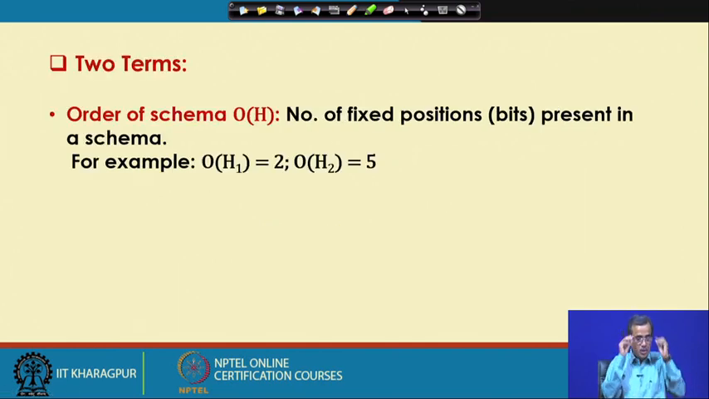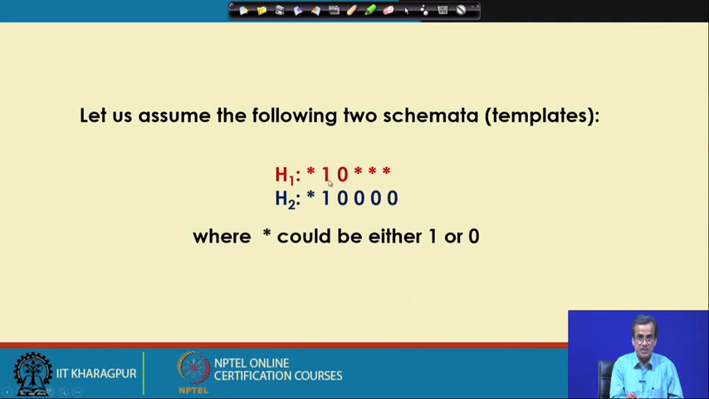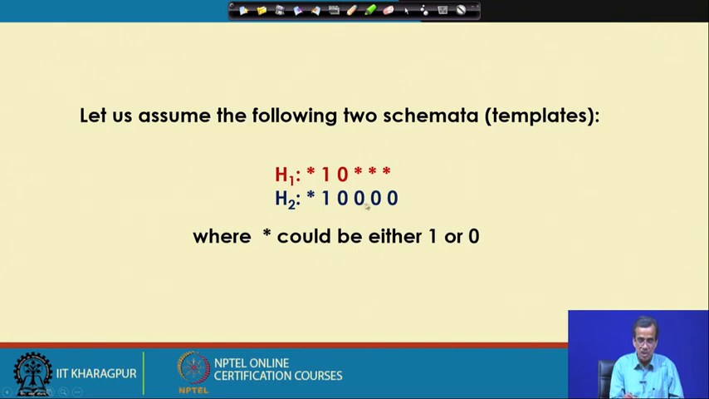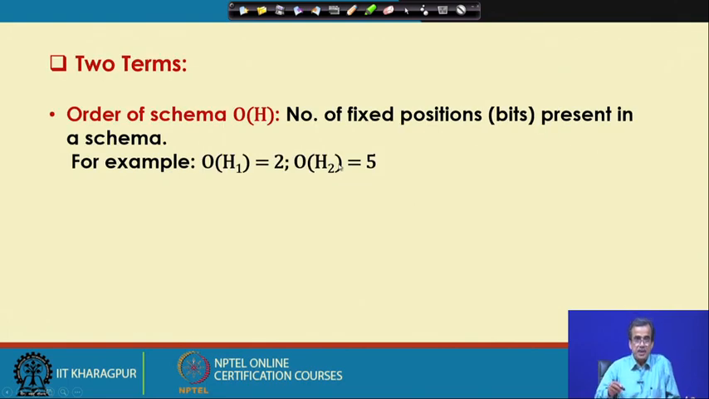Now, we define two terms. One is called the order of a schema, denoted by O(H), and that is nothing but the number of fixed positions or bits present in a schema. If you see H1, we have only 2 fixed bits. So, the order of H1, O(H1), is equal to 2. Next is the order of H2. H2 is 1, 2, 3, 4, 5. So, there are 5 fixed bits. So, the order of H2 is nothing but 5.